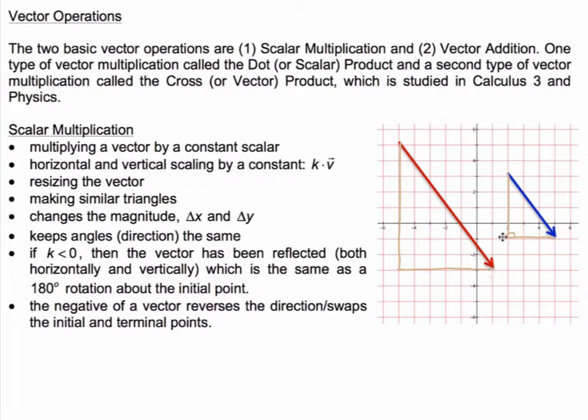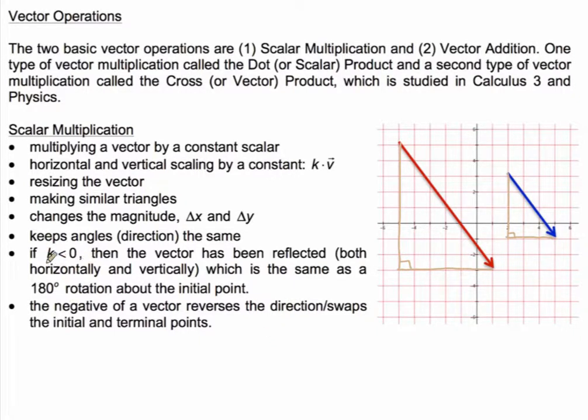In other words, we are scaling the triangle to a new triangle with all the same angles. In other words, these two right triangles are similar. So this is what happens when we scale a vector, and that's the idea of scalar multiplication.